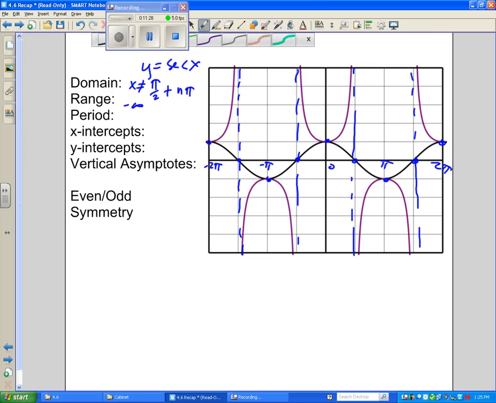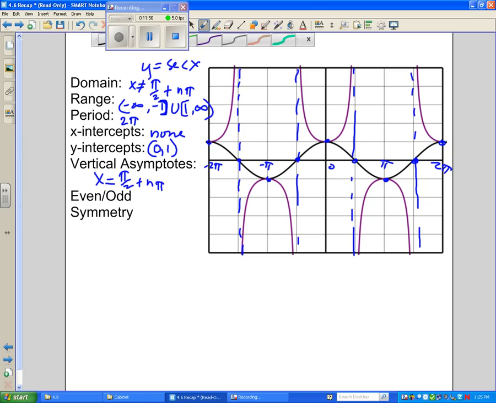Now the range is the same as that of cosecant. So negative infinity to negative 1, including negative 1, so it's a bracket. Then from 1 to infinity. The period, just like cosine, is 2 pi. X-intercepts: there are no x-intercepts. But there is a y-intercept, and that's at 0, 1. Vertical asymptotes occur where cosine crosses the oscillating axis, which is at pi over 2 plus n pi.